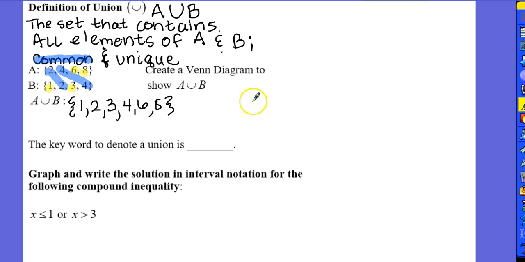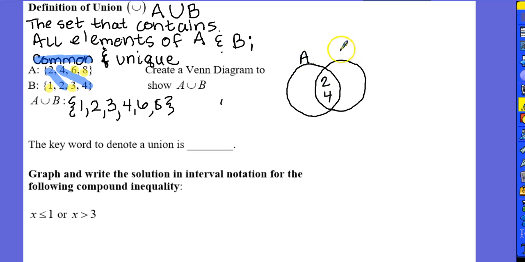This is a union. If I asked you to create a Venn diagram, I'll put mine over here. They have overlap. Do you agree? Because they share the 2 and the 4. So we would put the 2 and the 4 inside. Oh, let me label that set A and set B. Okay. So that's their common. What's unique to A? 6 and 8. What's unique to B? 1 and 3.